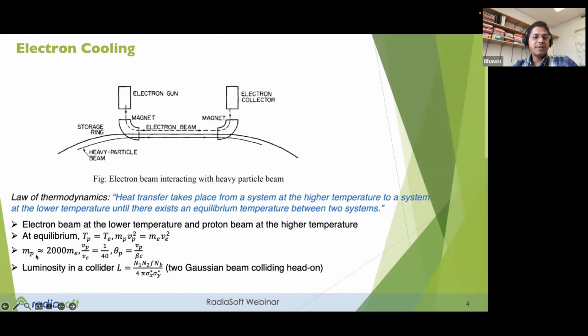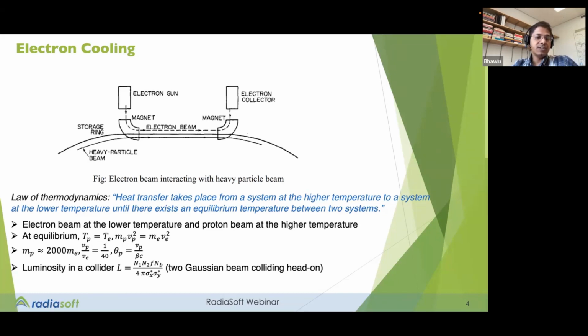And we know that the mass of the proton is almost 2000 times bigger than the mass of the electron. Due to this cooling effect, the angular spread of the proton beam is reduced by a factor of 40, which means that the beam temperature reduces and the beam size reduces.